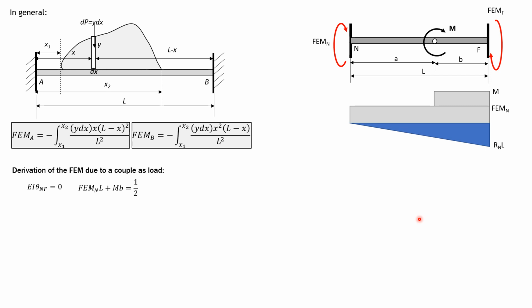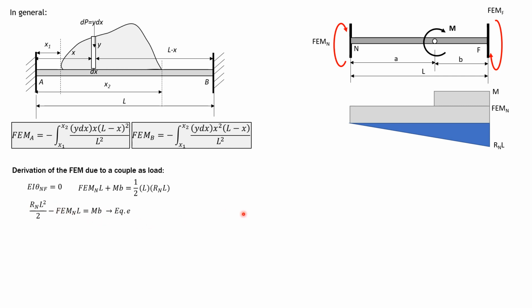So EI theta NF equals 0. So fixed moment here times L plus M times B, then equals this negative area. So 1/2 L times RnL. So next, RnL squared over 2, simplifying, minus fixed moment near times L to the right equals MB. Call that equation A. Then we just add moment arms.